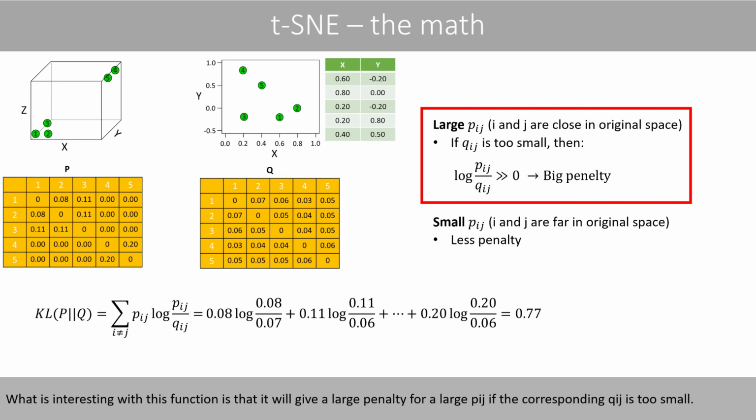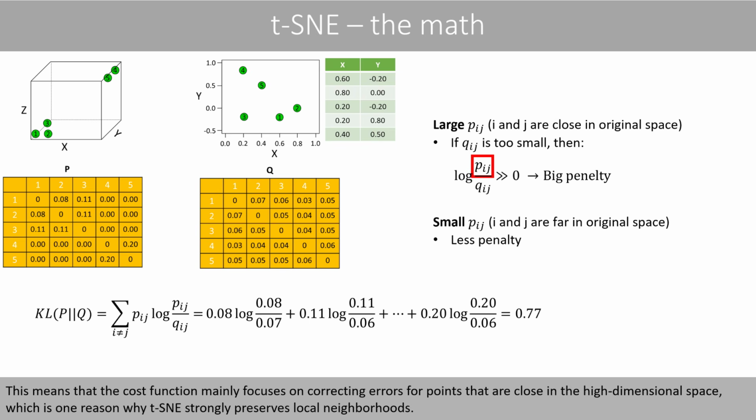What is interesting with this cost function is that it will generate a large penalty for a large Pij if the corresponding Qij is too small. This means that the cost function mainly focuses on the corresponding errors for points that are close in the high-dimensional space, which is one reason why t-SNE strongly preserves the local neighborhoods.